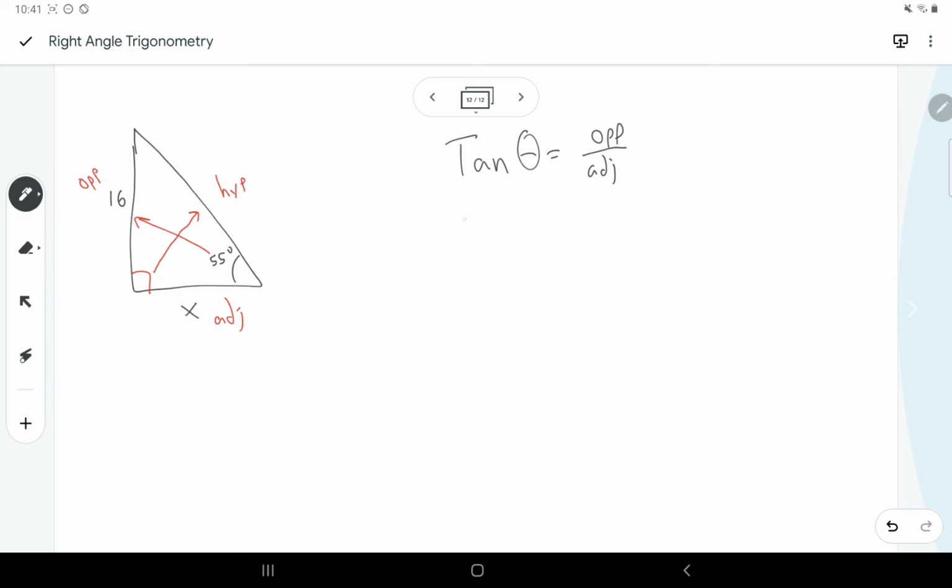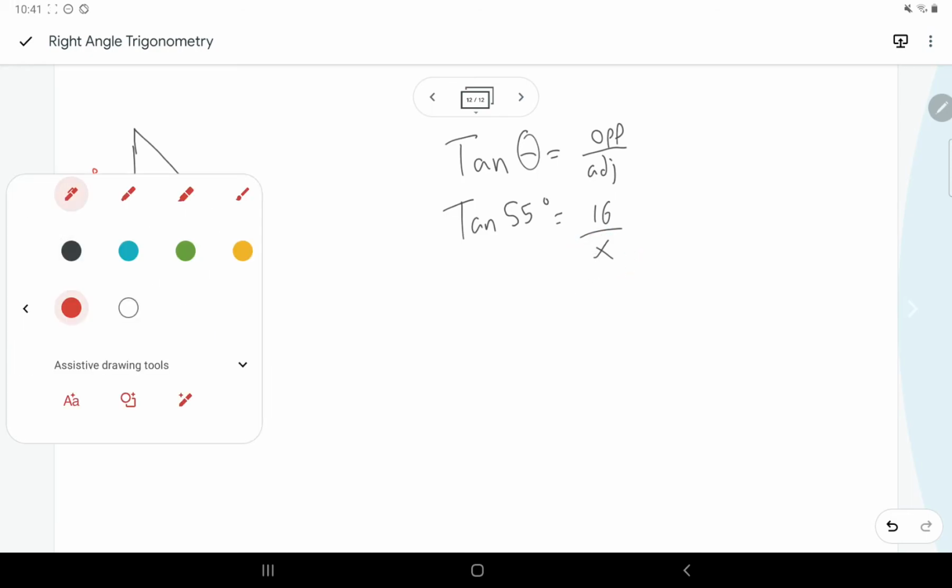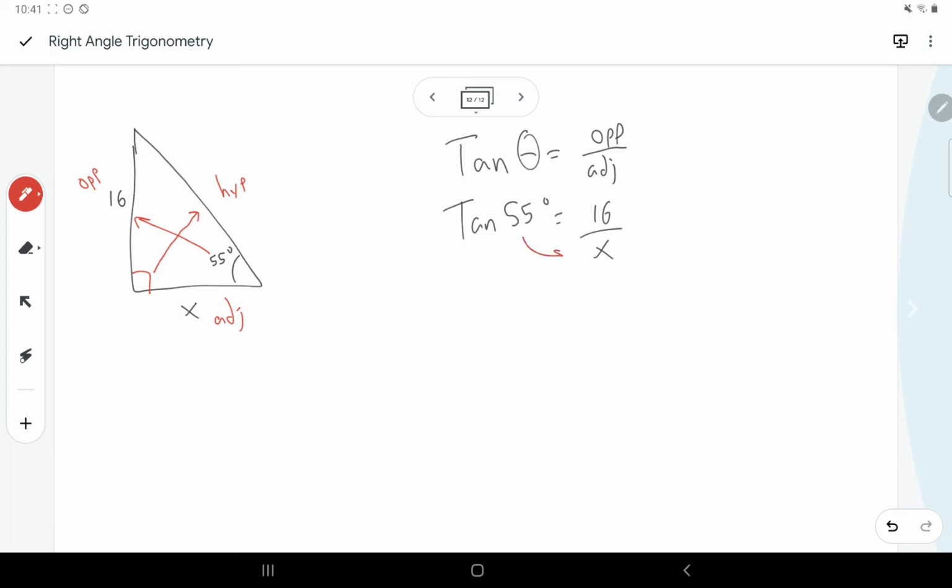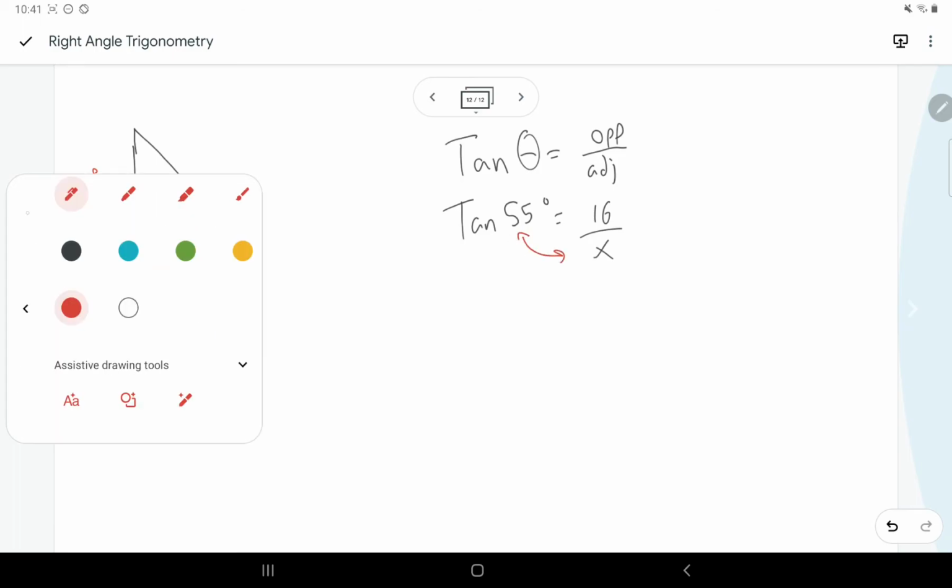Okay, then we start filling in our values. So tangent of 55 degrees equals the opposite side of 16 over the adjacent of x. Now this is another form where we have something on the left-hand side and then something on the bottom of the right-hand side that we want to get out on its own. So we're going to use our little switchy trick here. Okay, so we're going to switch these two values.